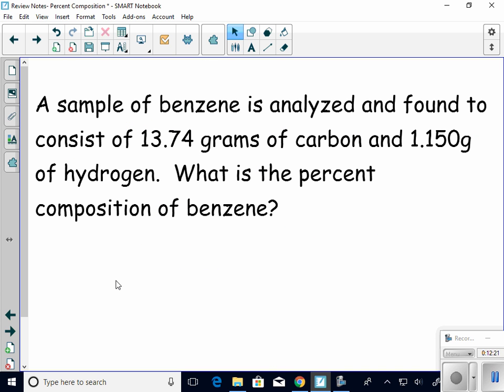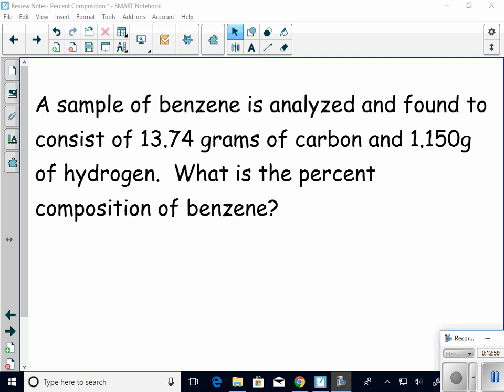Now here's my next problem. Go ahead and copy this down and we'll talk about it. A sample of benzene is analyzed and found to consist of 13.74 grams of carbon and 1.150 grams of hydrogen. What is the percent composition of benzene? Well, they give me the mass of each individual substance. Do I even need to know what the formula of benzene is?